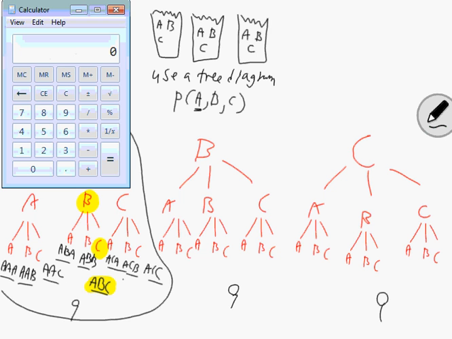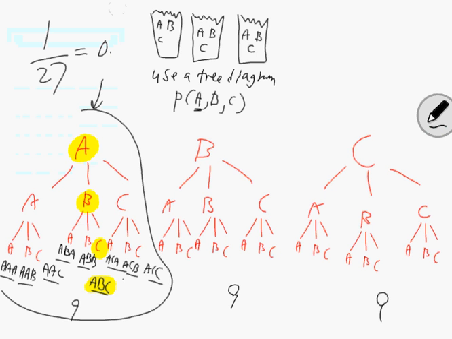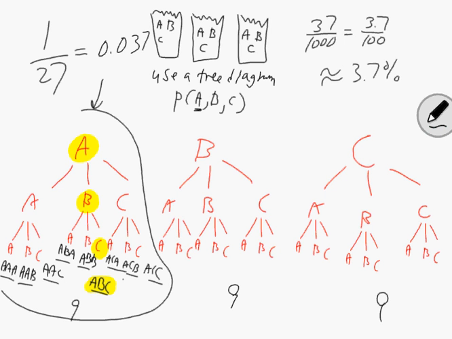As a decimal, I go 1 divided by 27, which is 0.037, which is approximately 37 thousandths, which is approximately 3.7 hundredths, which is approximately a 3.7% chance of drawing ABC.